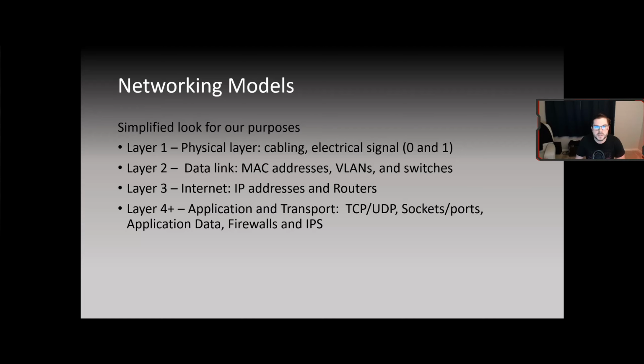Then you have your layer 3, which is the internet layer, and you have your IP addresses and your routers at that level. And then you have layer 4 and above, which includes the application and transport and TCP, UDP, sockets, ports, application data, firewall, IPS, WAF, a whole bunch of stuff. We're not going to get into a whole lot there, but it is important to call it out because that's where a lot of your day-to-day stuff really exists.